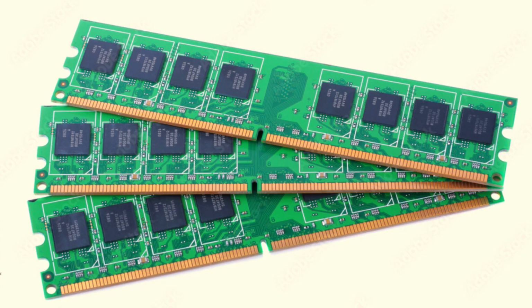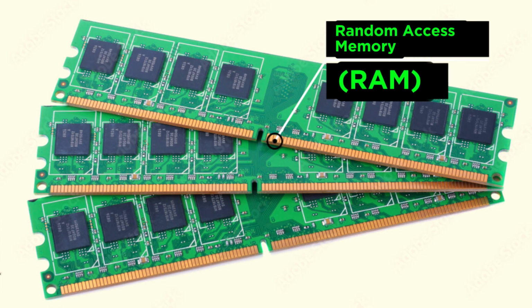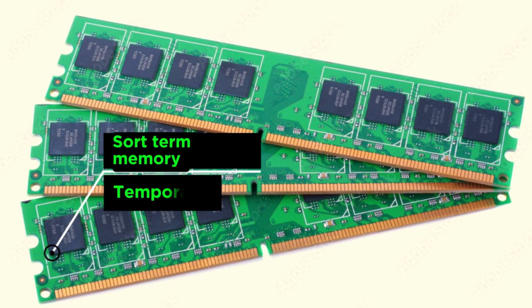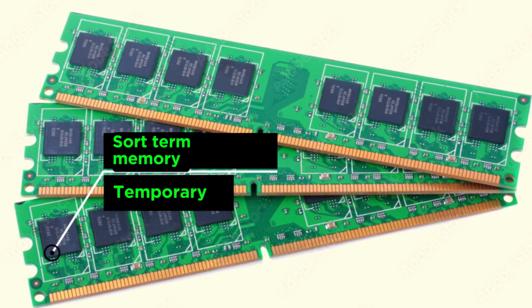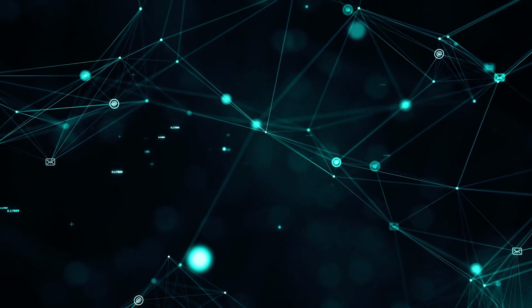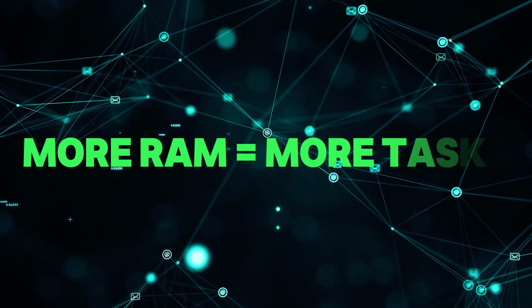Then we have Random Access Memory, or RAM. Think of RAM as the computer's short-term memory. It temporarily stores data that the CPU uses for quick access, allowing your computer to run multiple applications simultaneously without slowing down. More RAM generally means your computer can handle more tasks at once and switch between them seamlessly.